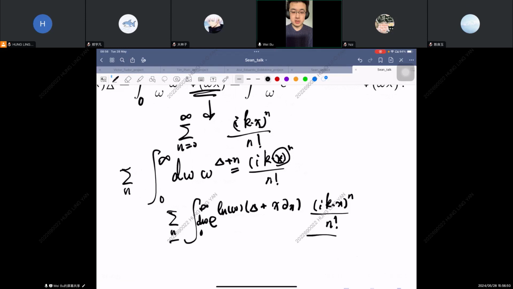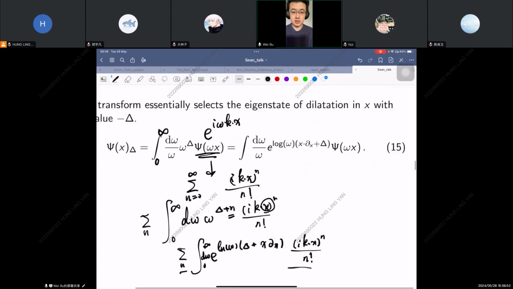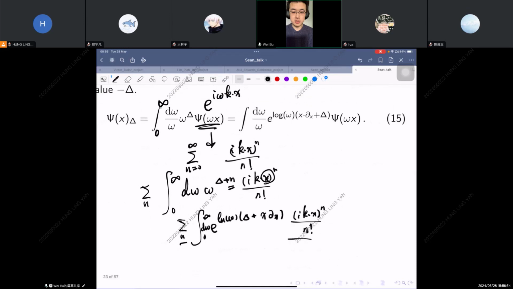And then I resum this n. You get something that doesn't depend on omega anymore. You just get e to the i k dot x, leaving in front some integral d omega from 0 to infinity, e to the log omega (delta plus x dx). So what this is telling you is a Mellin transform is selecting the eigenstate which scales like its weight minus delta in x.